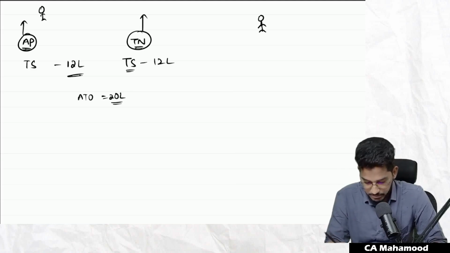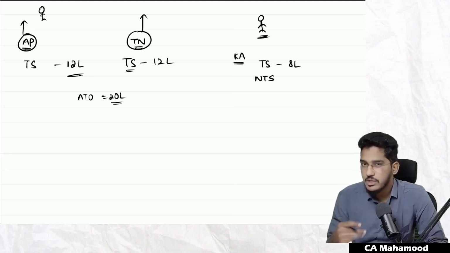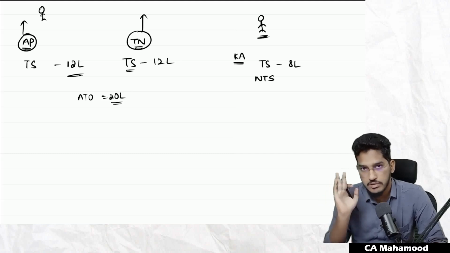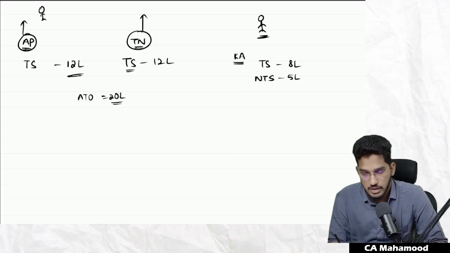Let me give you one more example. So I am another registered person. I have a place of business in Karnataka. In Karnataka, I am making taxable supply of 8 lakh rupees. I am making some non-taxable supply also. When I say non-taxable supply, I am supplying alcoholic liquor for human consumption. Imagine. So I am making 5 lakhs of non-taxable supply from Karnataka.